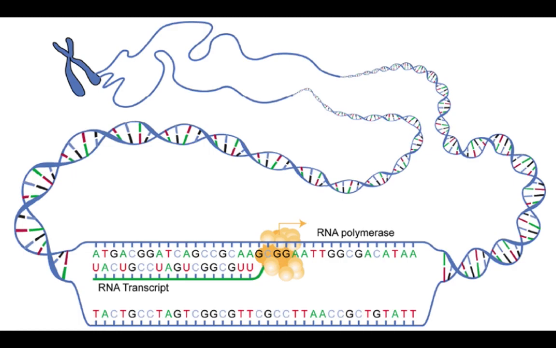So in this illustration, you can see that a lot of what goes into the transcription process is getting access to the DNA, getting access to the one gene for that one protein that we want to make, unwinding the DNA, and then RNA polymerase will synthesize an RNA transcript that is complementary to what is in the gene of the DNA.